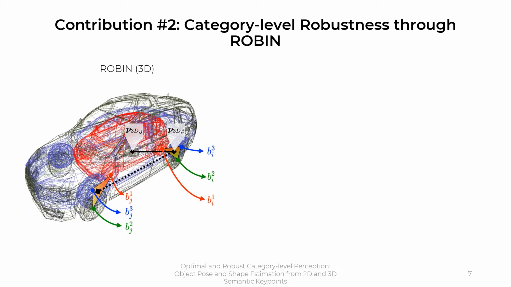Our second contribution is a robustness layer to handle outliers. First, we develop ROBIN, our graph-theoretic framework that rejects outliers by selecting the maximum hyperclique in a compatibility hypergraph. These hypergraphs describe compatibility between measurements and are built using compatibility tests. We develop compatibility tests for both 2D and 3D cases.